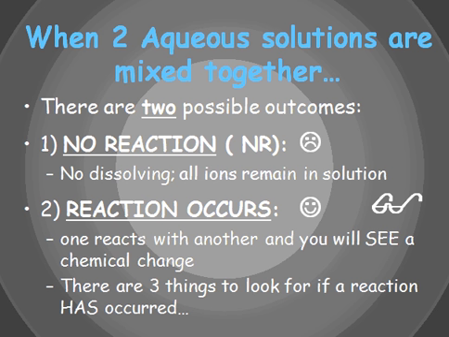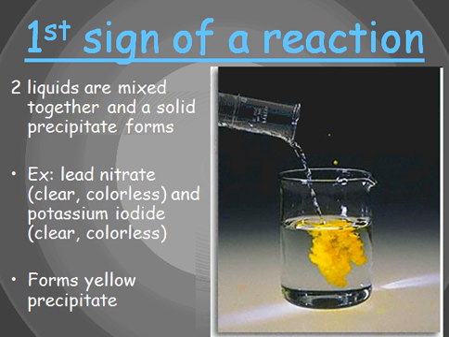Don't forget that there are things that you have to look for to see if a reaction has occurred. First sign of a reaction, of course, you have your precipitate form, and this is your typical example. Lead nitrate, potassium iodide, you have two clear colorless solutions, and when you join them together, you get that nice, infamous yellow precipitate form.